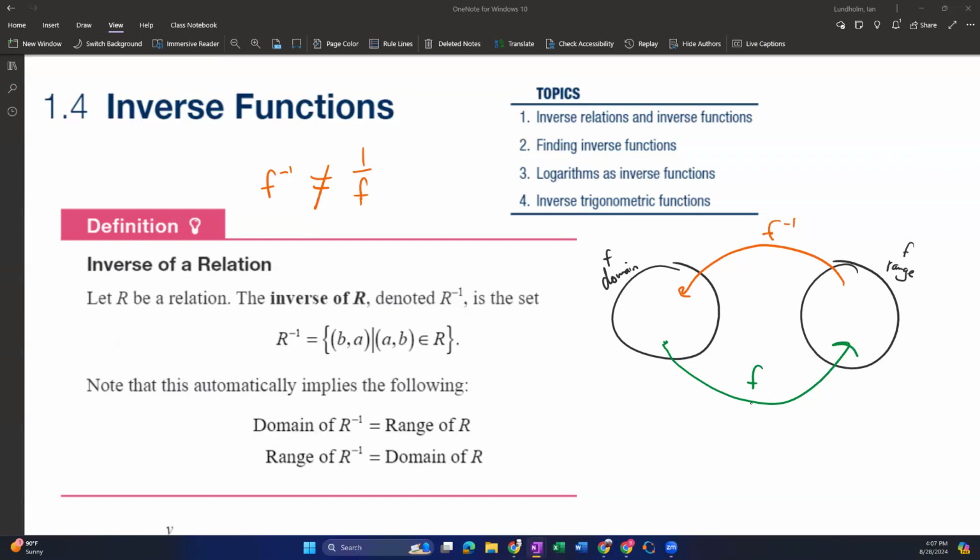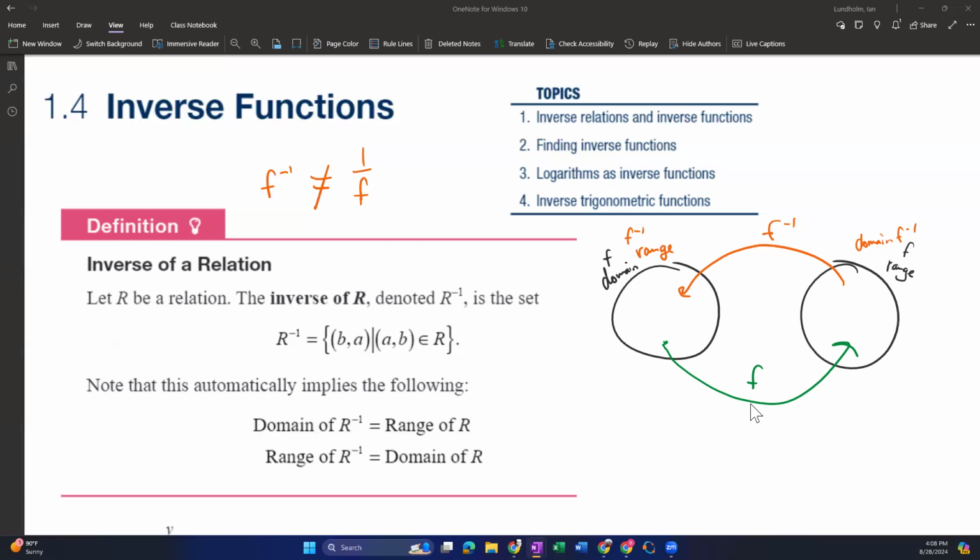What this does is utilize the range of f as the domain of f inverse. And over here, we've got the range of f inverse being the domain of f. So they completely flip-flop.